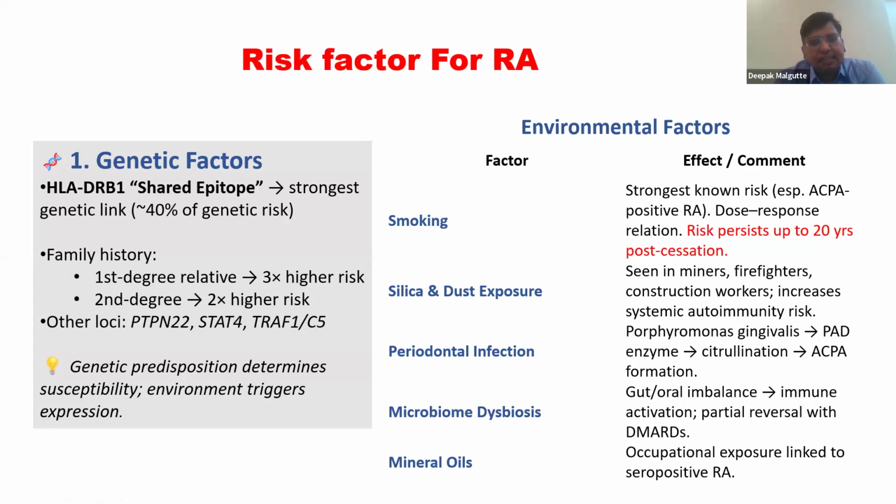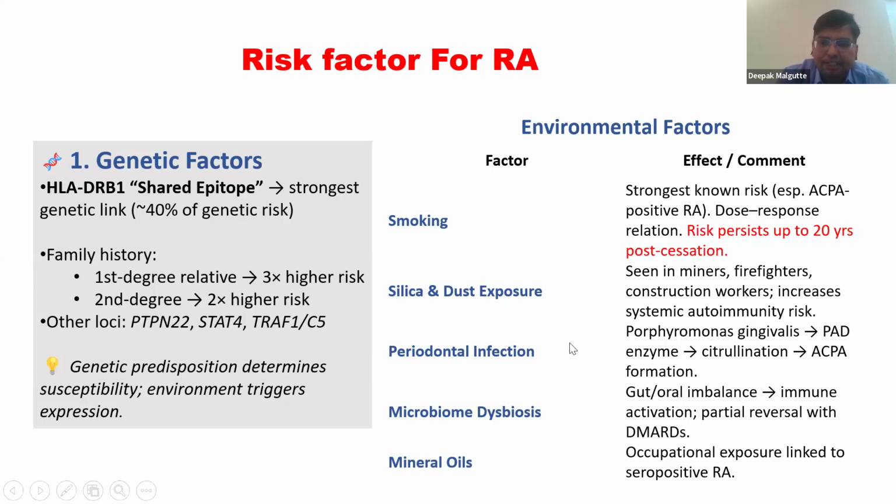Other than genetic factors which make an individual susceptible, environmental and certain lifestyle factors trigger the development of rheumatoid arthritis, of which smoking is the most important, and it has a dose response relationship. So more smoking leads to a higher risk of rheumatoid arthritis, and this risk persists even after cessation of smoking for up to 20 years. And it is the non-nicotine part of smoking which has a major impact in causing rheumatoid arthritis. Other than that, silica and mineral oil exposure seen in construction workers or miners has an increased risk of rheumatoid arthritis.